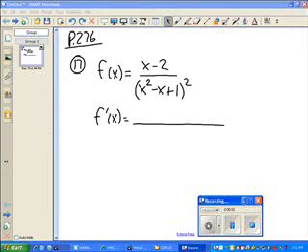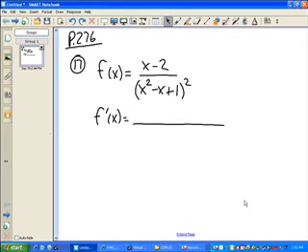Hi, welcome to problem 17 on page 276. The first thing I'm going to do here is take the first derivative, which means I'm going to follow the quotient rule. I'm going to square the bottom. Now it'll be raised to the fourth power. I'm going to copy the bottom equation down.